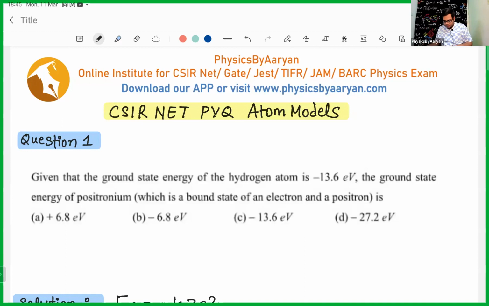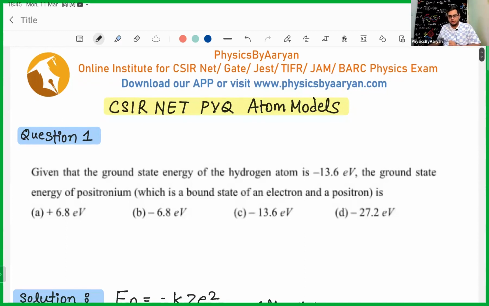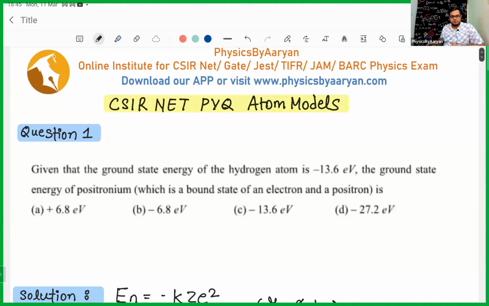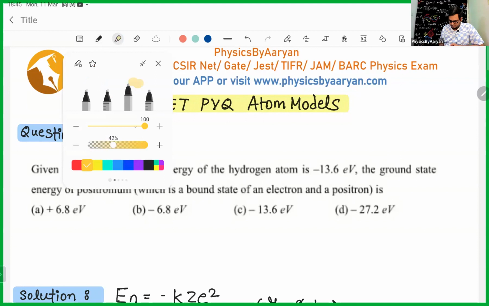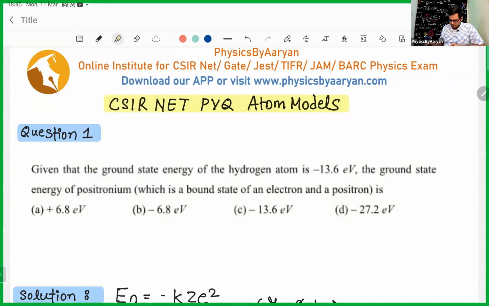So this is your question number 1. Have a read of this question and then I will start explaining. First we will cover CSIR NET PYQs. This is one of the PYQs. Please have a read of this question. What do you get from this? Let me read it for you.